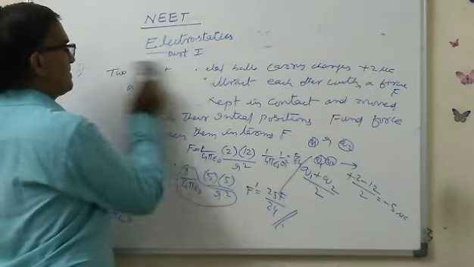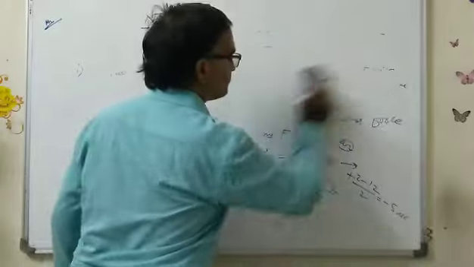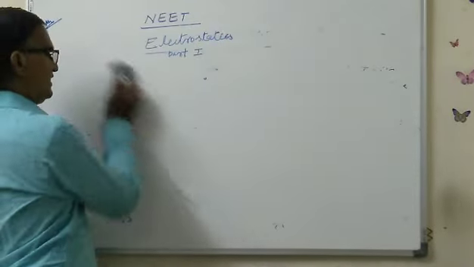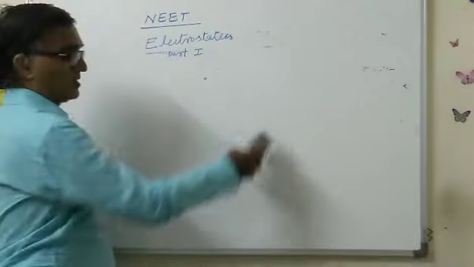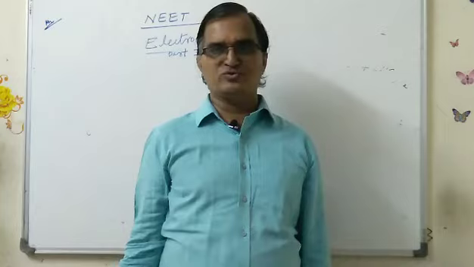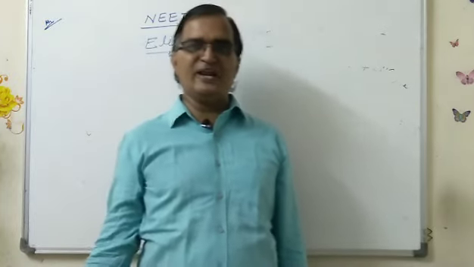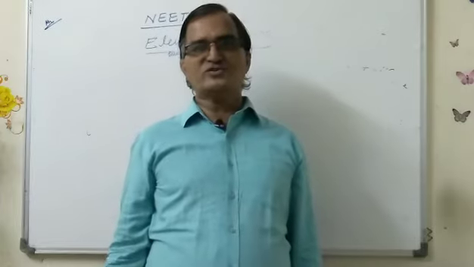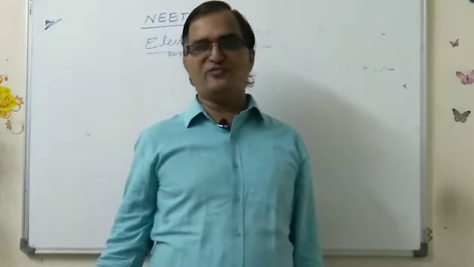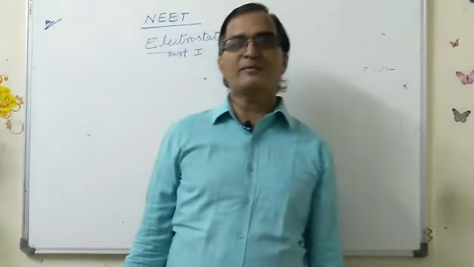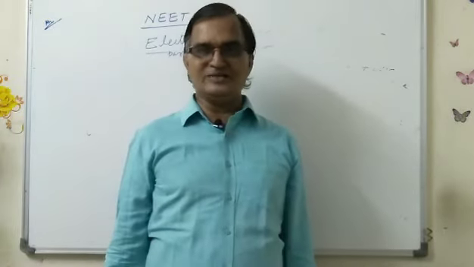Now next, you know this electric force and electric field are vector quantities. Vector quantities means all vector laws you can use: parallelogram law of vectors, triangle law of vectors, all that you can use. So electric forces and electric field are vector quantities. If you use a vector model, then the problem gets simplified and you will get the answer easily.